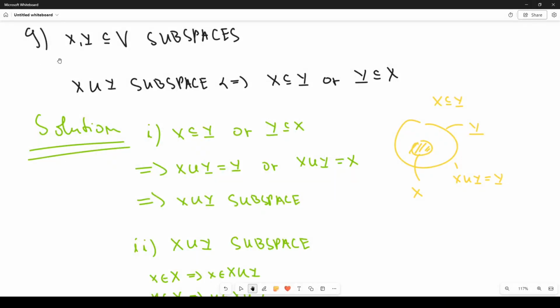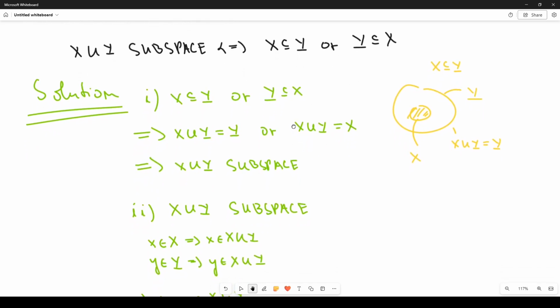Problem number 9. So we have X and Y, two subspaces of our vector space V, and now we have to show that the following holds. So X union Y is a subspace if and only if X is contained within Y or Y is contained within X. So let's start off by proving the implication from right to left.